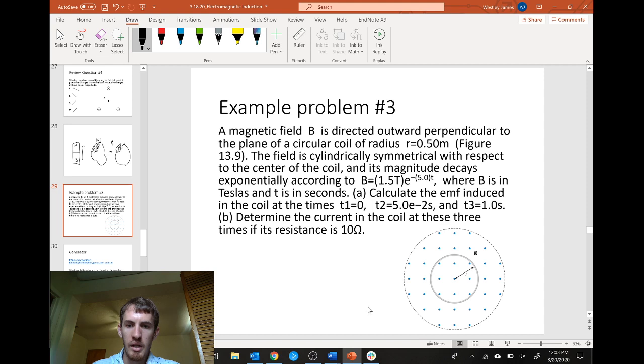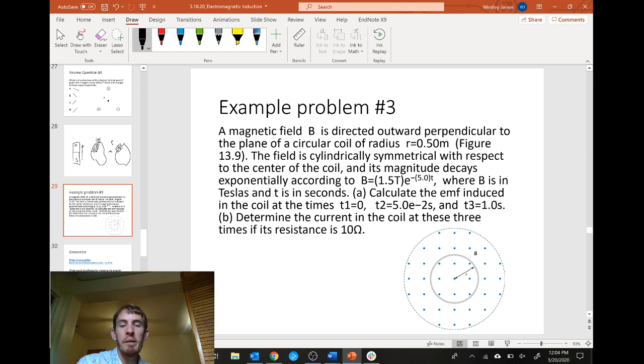So I have a magnetic field which is directed outward, perpendicular to the plane. Basically, that means it's parallel to the area vector. So we see a magnetic field that's pointed out of the page. And we have a coil here with a radius 0.5 meters. The field is symmetrical, and so it's the same everywhere. The magnetic field is the same everywhere.